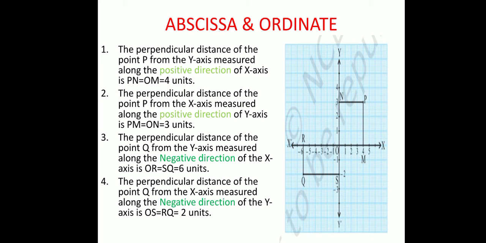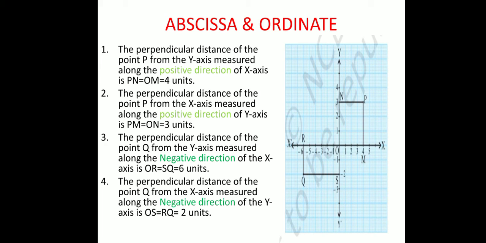First, the x coordinate of a point is its perpendicular distance from the y-axis measured along the x-axis, that is, positive along the positive direction of the x-axis and negative along the negative direction of the x-axis. For the point P, it is plus 4 and for Q it is minus 6. So we can write, the x coordinate is also called the abscissa.